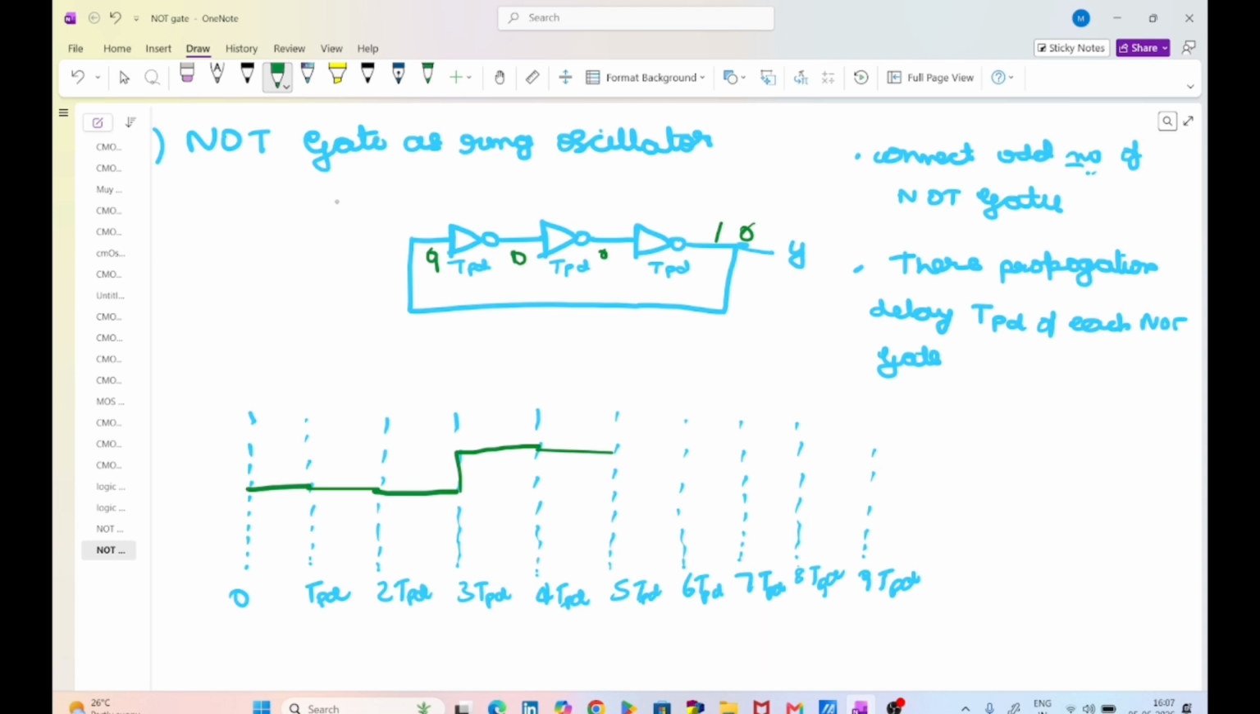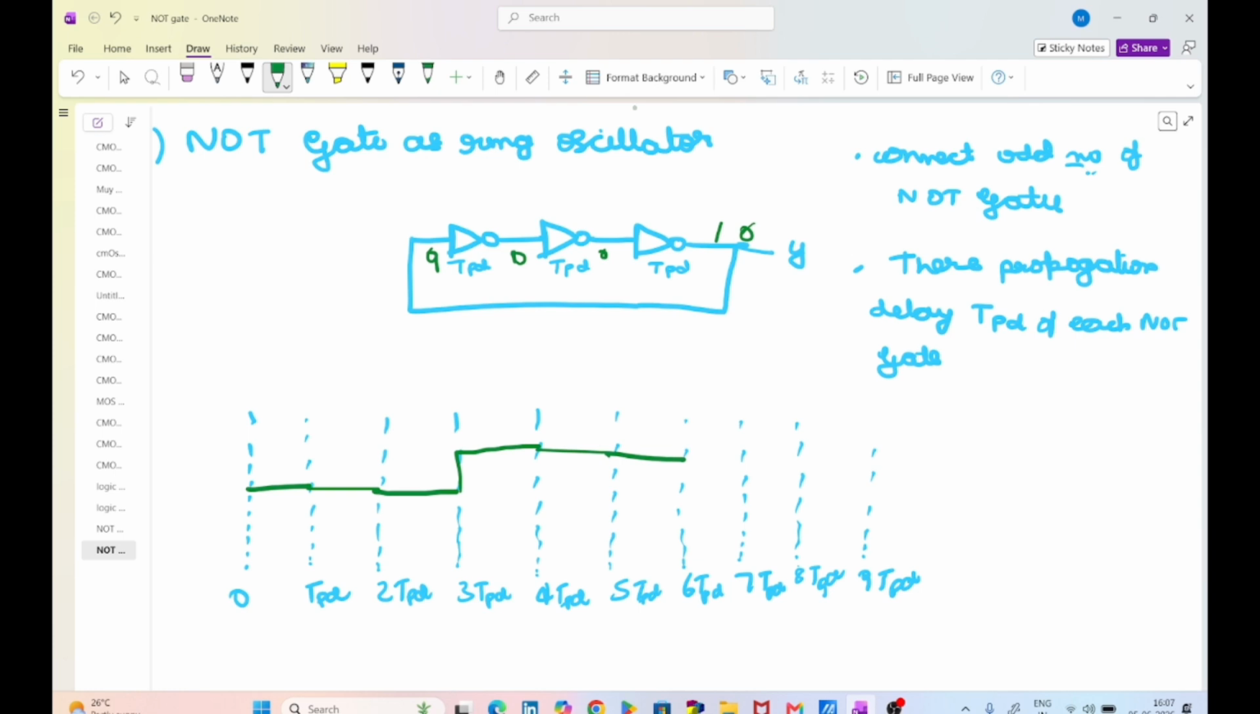And then again it will also be 1. Till 3 TPD it will be 0 and then till 3 TPD it will be 1, because TPD plus TPD plus TPD is 3 TPD, it will take its time as usual. That is how it becomes 0 at that point.